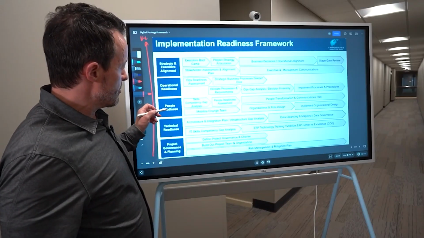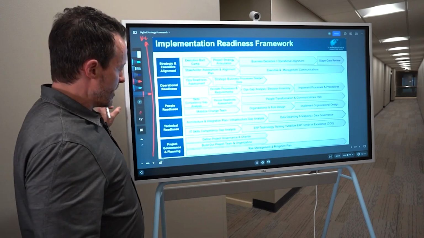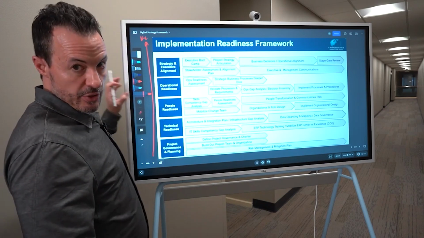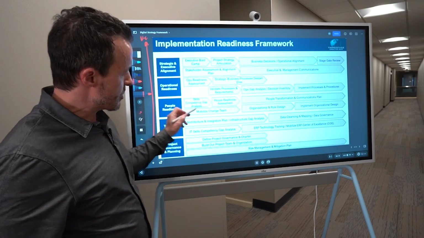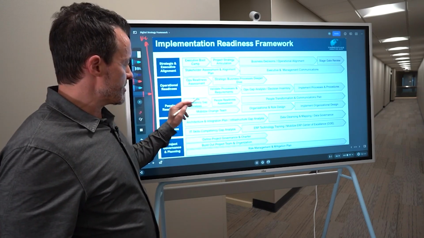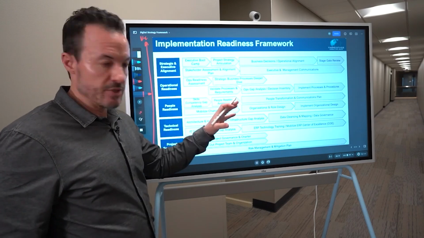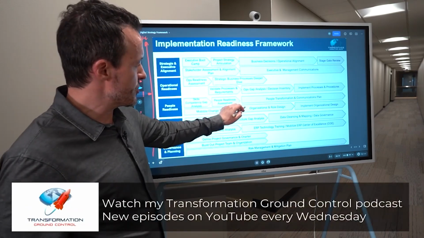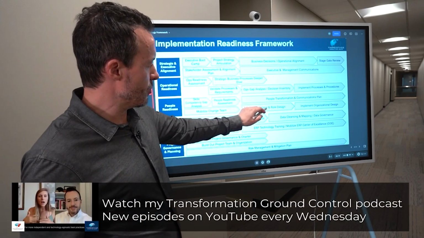And then people readiness too. Now that we've defined the organizational readiness and the organizational change plan during the digital strategy phase, now we start to get deeper into defining the change team. We start to identify the skills and competencies that we need to develop as an organization. We start to get into future state organizational and role design.